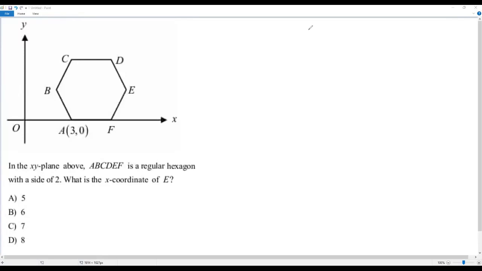Here we have a SAT math problem. Okay, let's go to the question. In the xy plane above, ABCDEF is a regular hexagon with a side of 2. What is the x-coordinate of E?